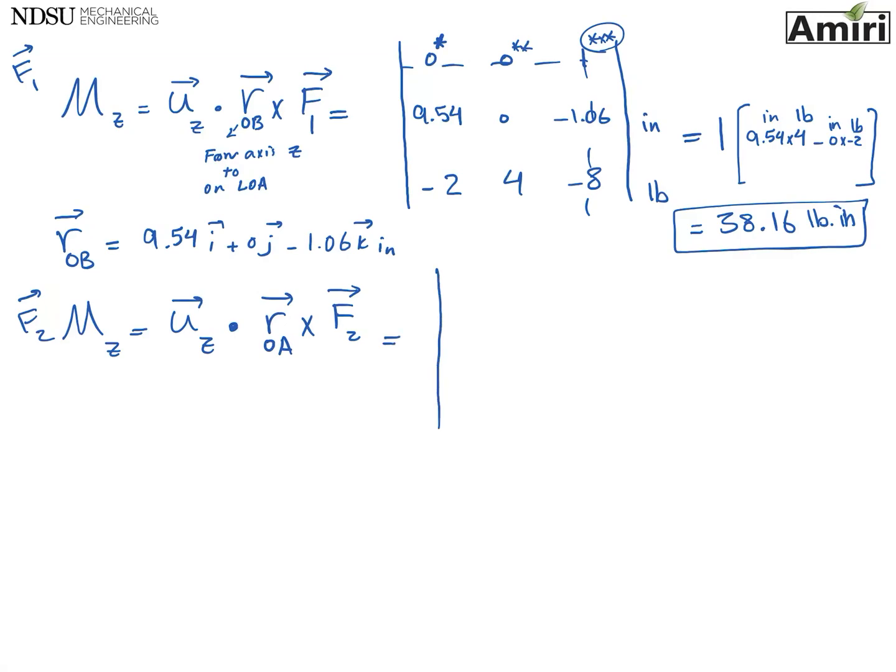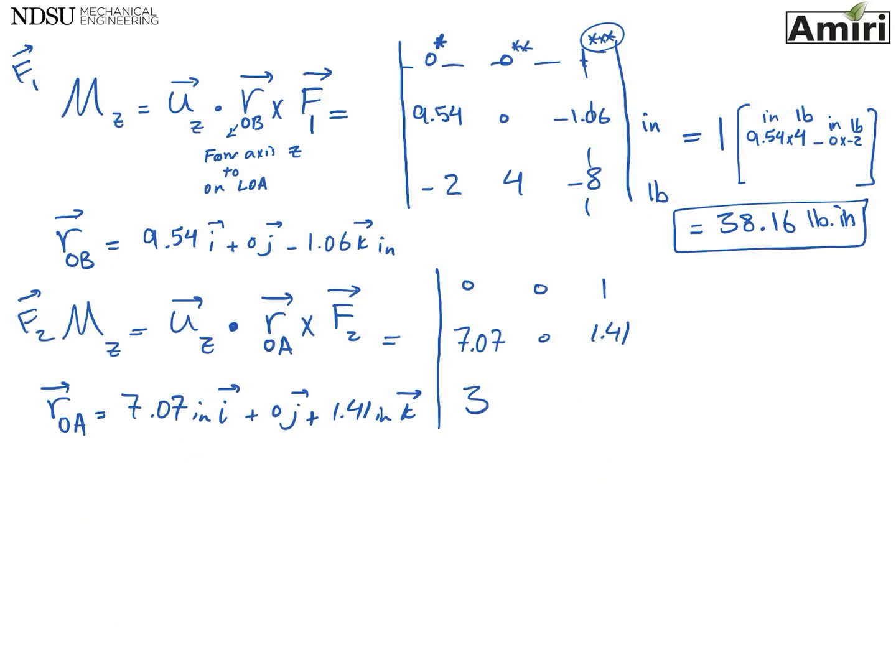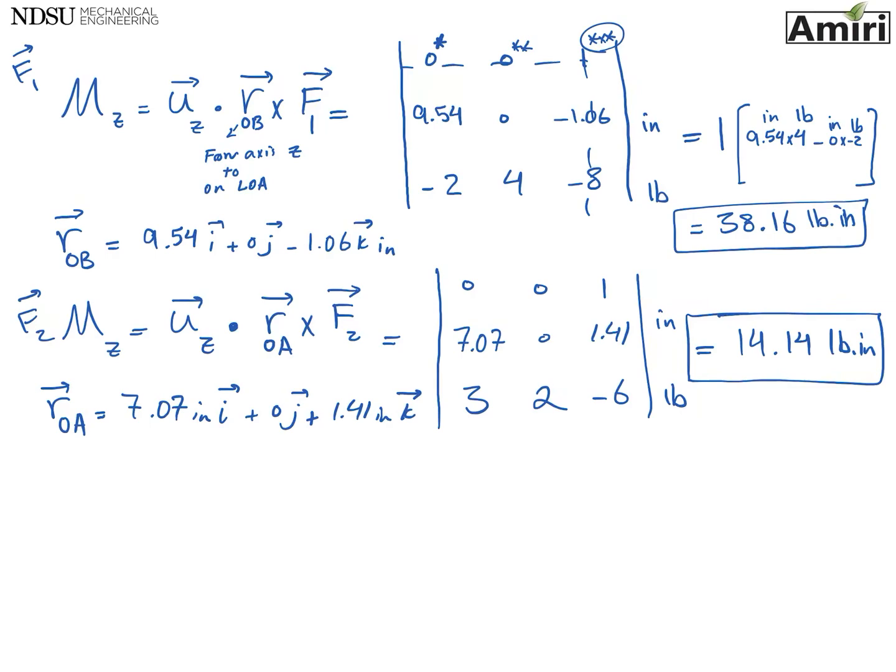So let's see. Unit vector of axis Z is 0, 0, 1. R from O to A, with O always at 0, 0, 0, will be 7.07 inches i plus 0j plus 1.41 inches k. Kind of mix the units in there. So it's going to be 7.07, 0, 1.41. My F2, let me look back here: 3, 2, and minus 6, in pounds. If you do the math the same way that you did before, it's going to be 14.14 pound inches.